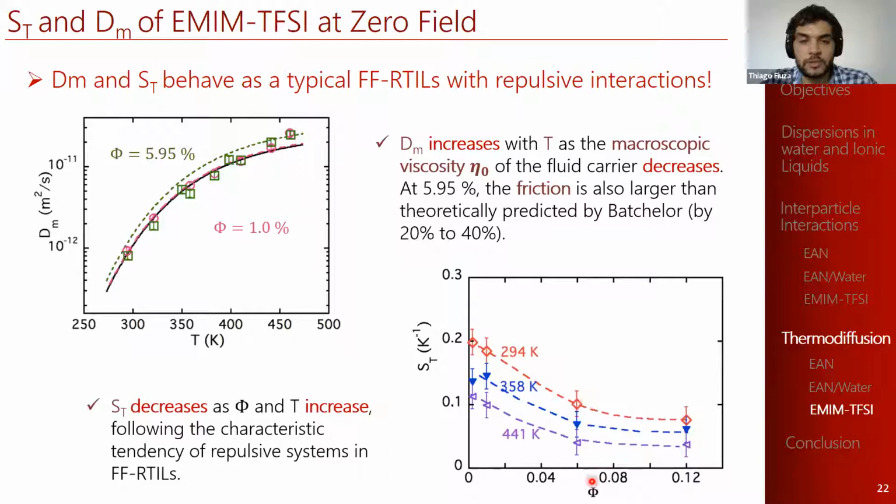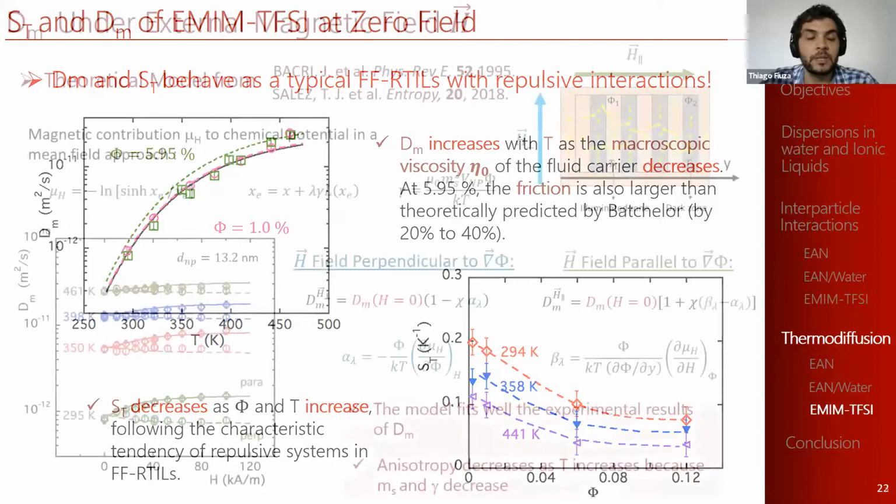In the case of ST, it decreases as the concentration of nanoparticles increases, and it also decreases as the temperature increases, which is the behavior we observed earlier for repulsive systems.